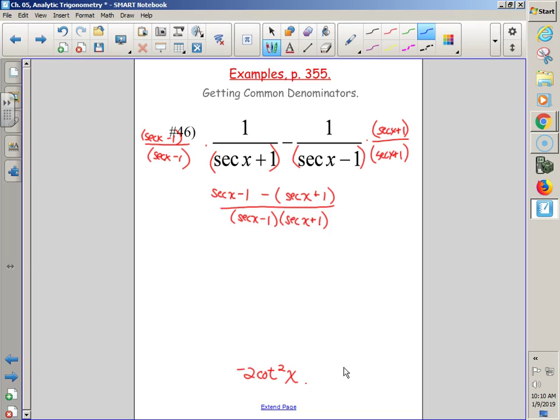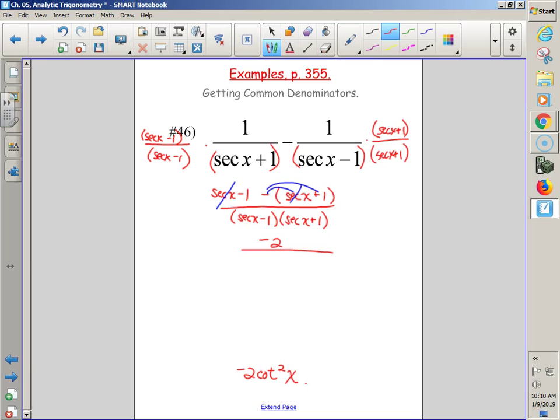Don't kill a sign. Did anybody get the -2 at least? The secants end up canceling, right? A -1 minus 1 is -2. The secants end up canceling, secant x minus secant x, and then I have a -1 minus 1. That's -2. Well, I'm assuming they don't want me to leave it like that. Sure doesn't look like that.